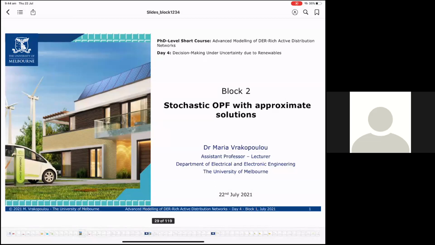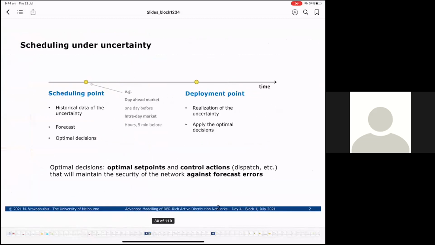We are at block 2, and we're going to talk about stochastic OPF with approximate solutions. I'm going to go again to the slide I showed before about the scheduling under uncertainty, because in order to end up having a formulation for the OPF, we have to agree where we are actually sitting, because we're talking about stochasticity, what the stochasticity means, and all these details.